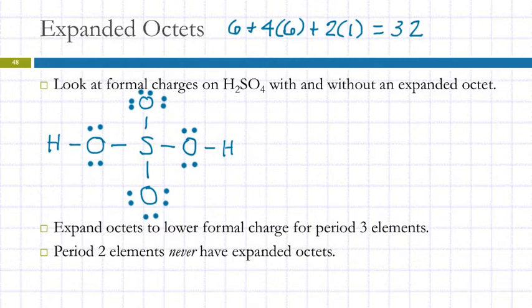Hydrogen with 1 bond, formal charge of 0. Hydrogen's always like that. This oxygen has an octet and 2 bonds, so you can do the math. This has a 0 formal charge. This one has a 0 formal charge. What about the sulfur? Sulfur has how many valence electrons? 6. If we cut these bonds in half, it's going to be left with 4, so its formal charge is going to be plus 2. That doesn't sound so good. Plus 2 on the sulfur.